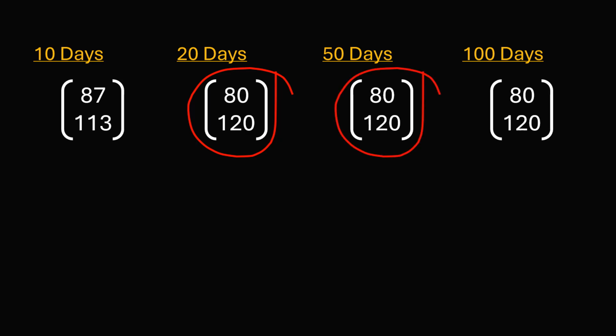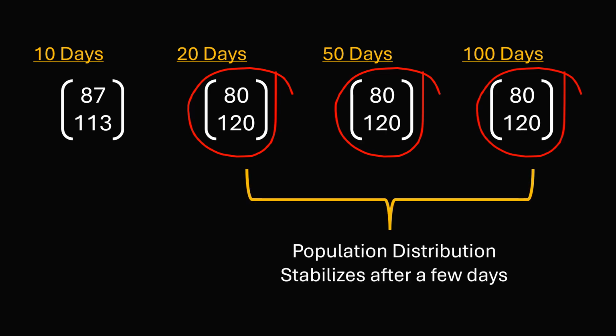Let us say if 4 people get infected on day 21, then 4 people will recover and get healthy on day 21. If 5 people get infected on day 22, then 5 people will recover and get healthy on day 22. So the population of healthy will remain 80 and that of infected will remain 120, meaning there is a balance between the healthy and infected. So I can say that the population distribution stabilizes after day 20.